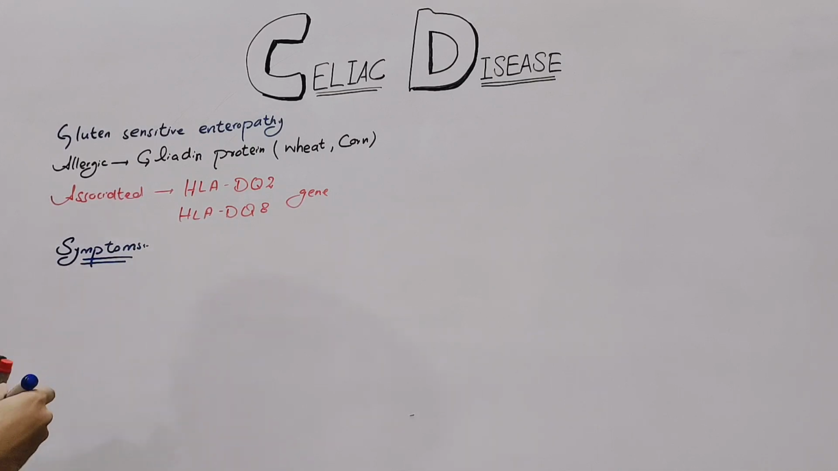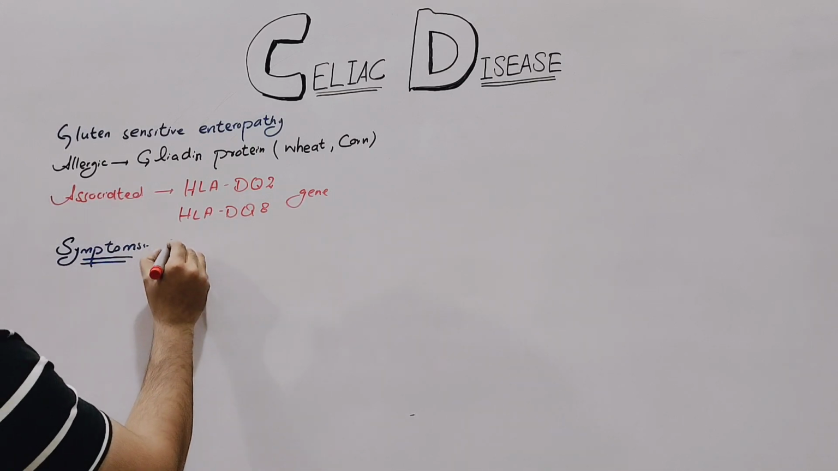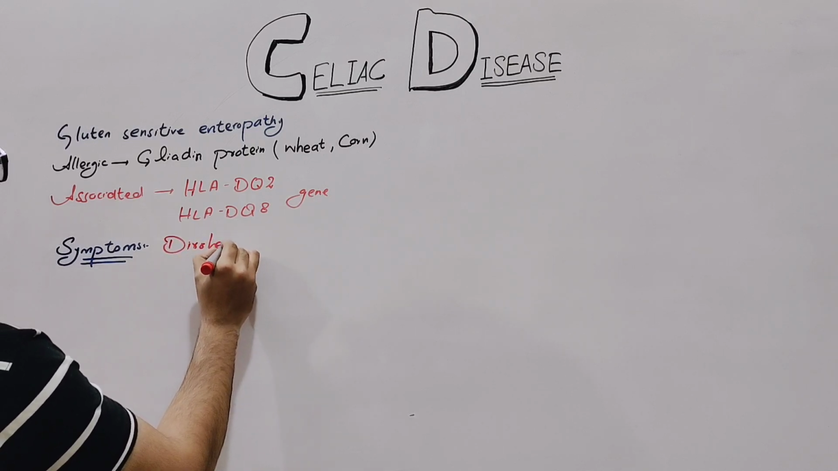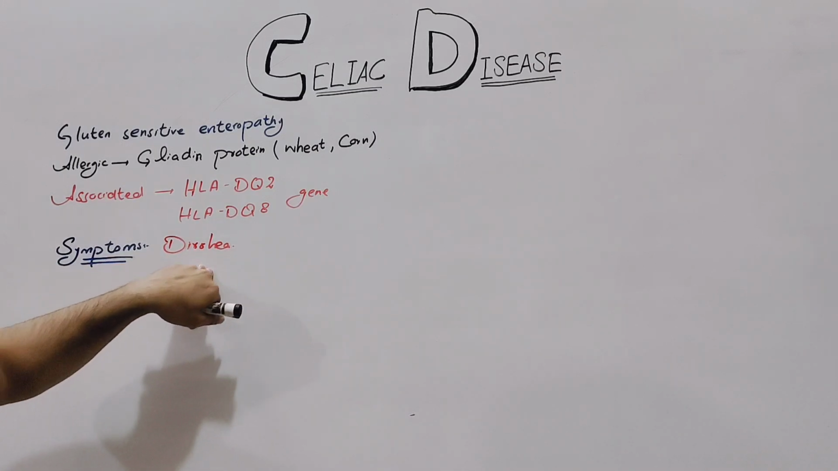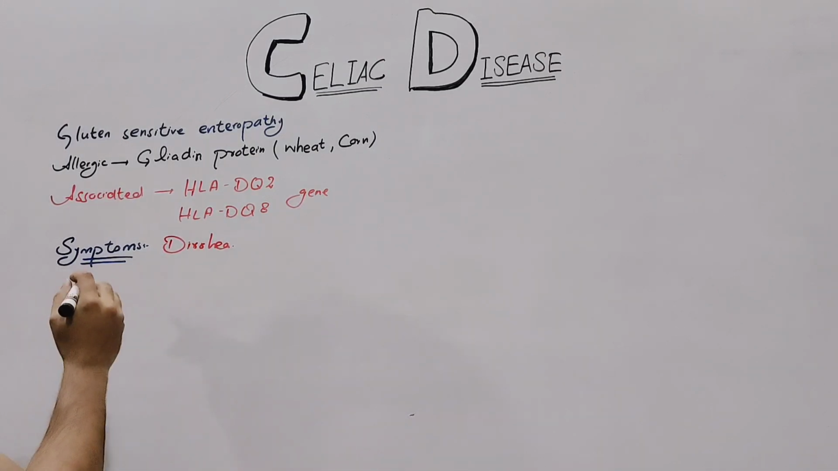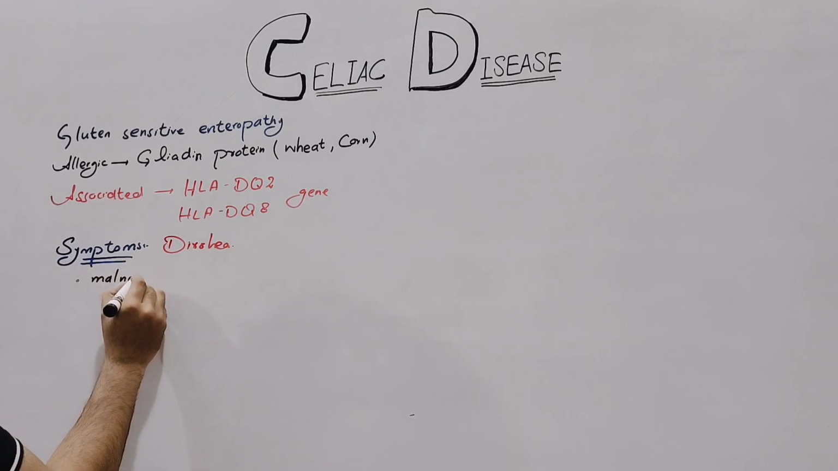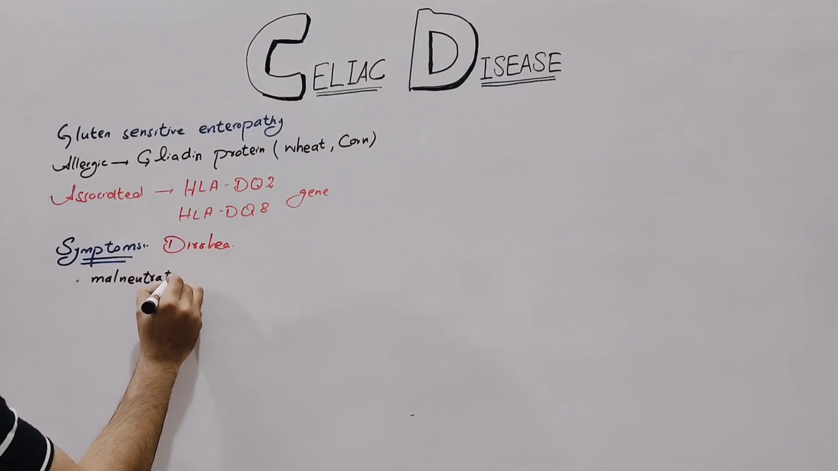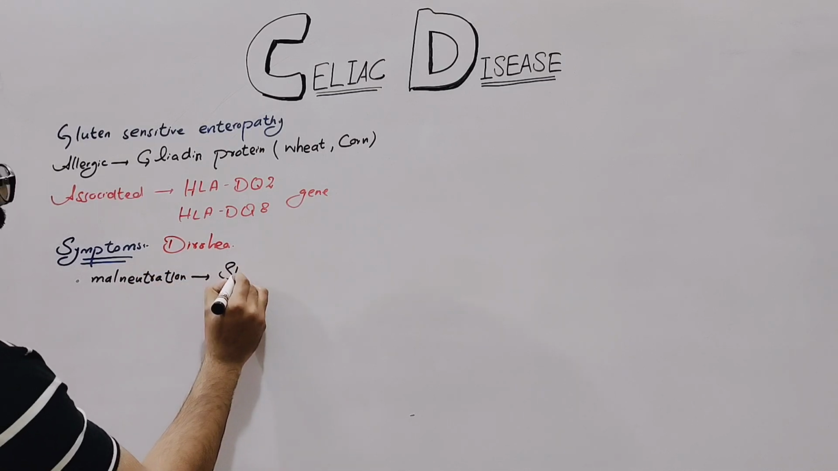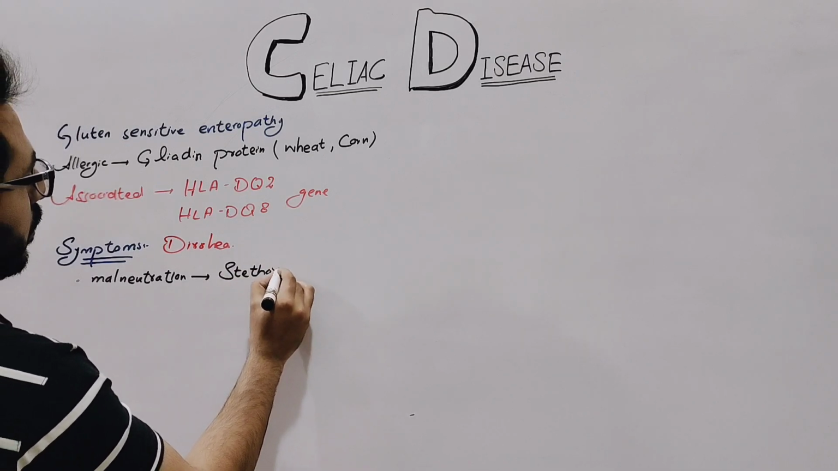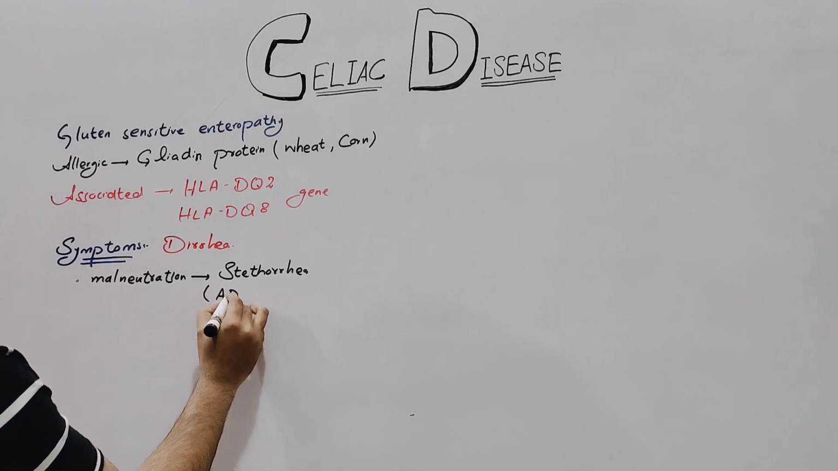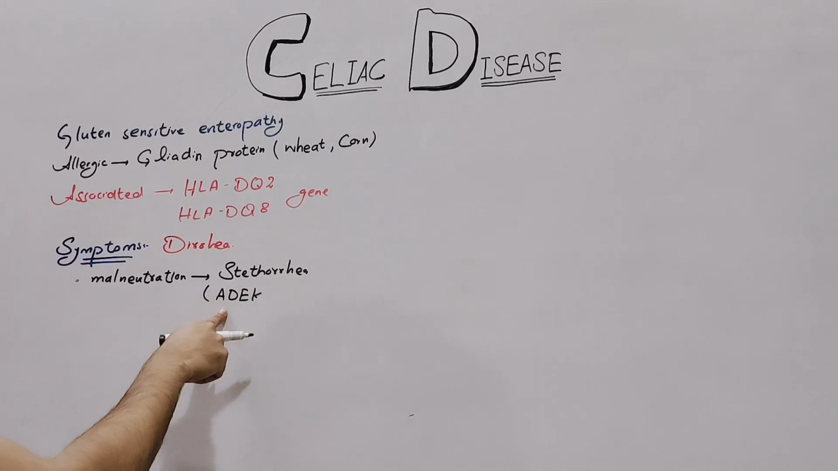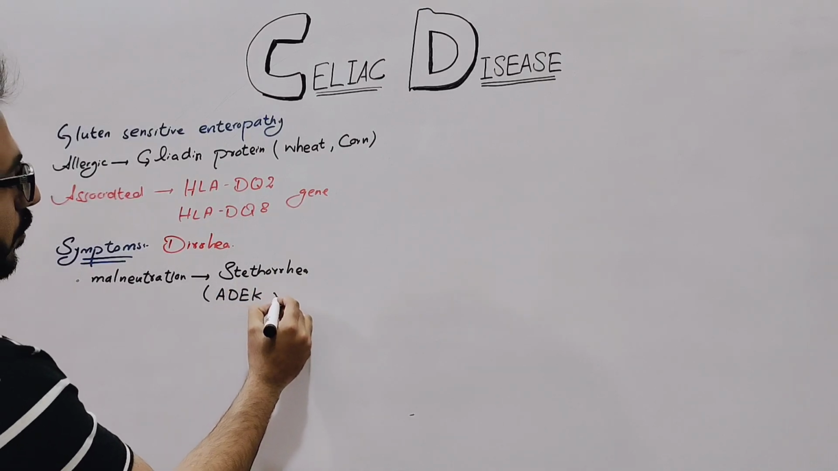The main complaint of this patient will be diarrhea. Whenever he or she takes any wheat or corn, he will complain about diarrhea. The other features will be malnutrition due to steatorrhea, or we can say loss of fat-soluble vitamins: vitamins A, D, E and K.